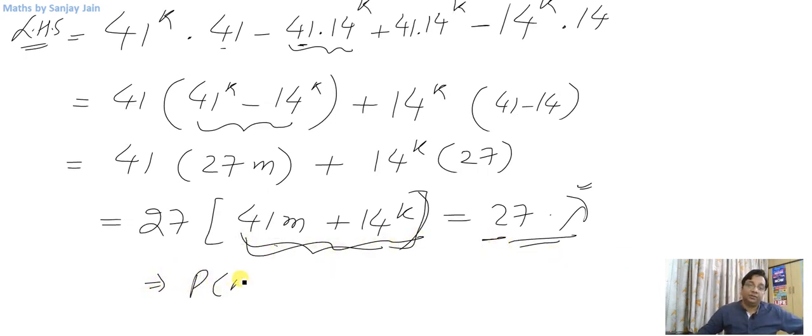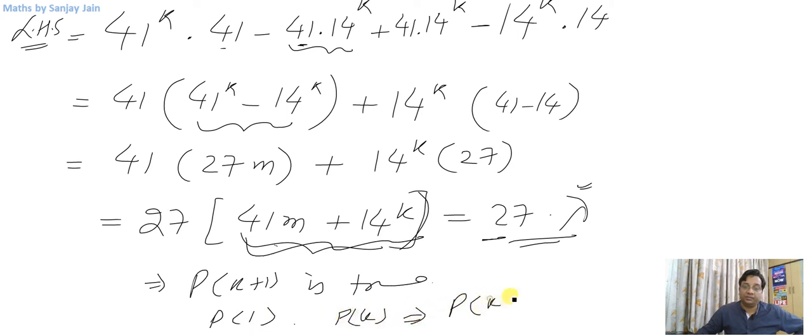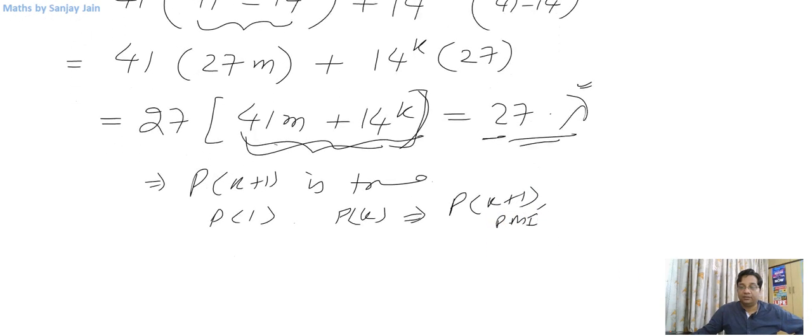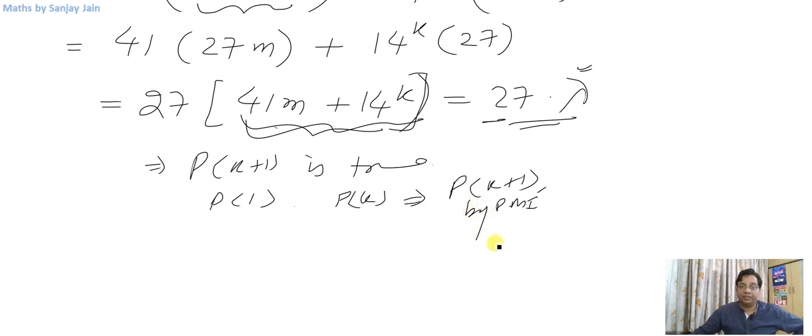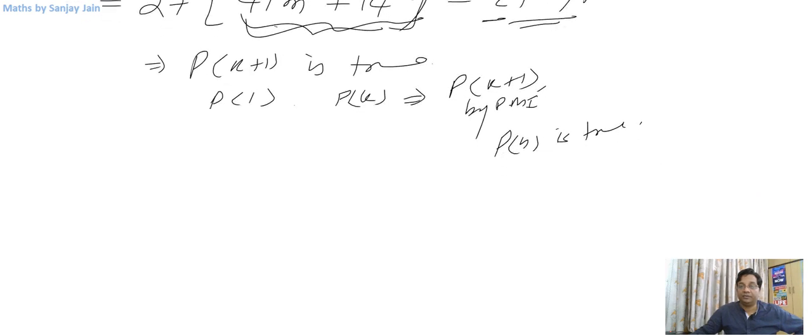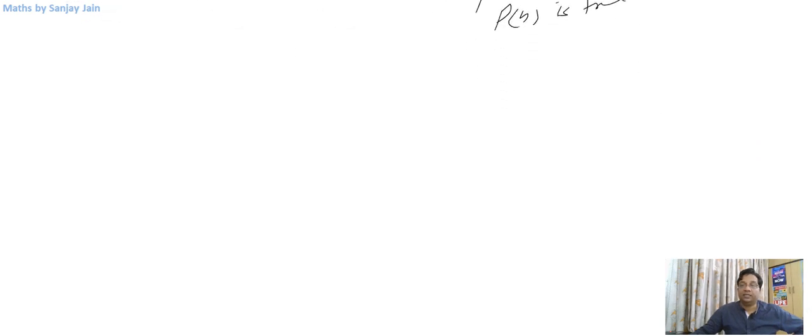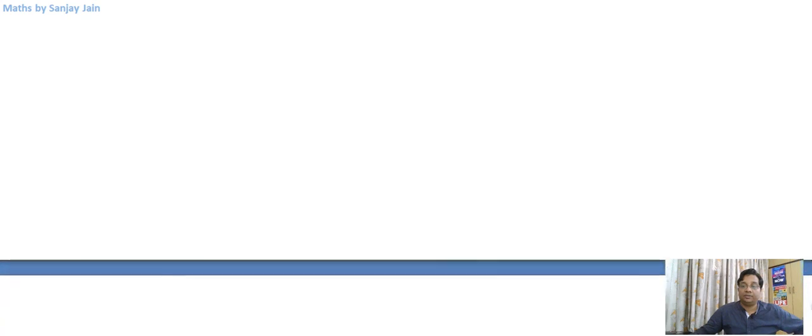Hence I can say p of k plus 1 is true. So the statement p of 1 is true, p of k implies p of k plus 1. So by principle of mathematical induction, p of n is true. That is, 41 raised to power k minus 14 raised to power k is a multiple of 27.